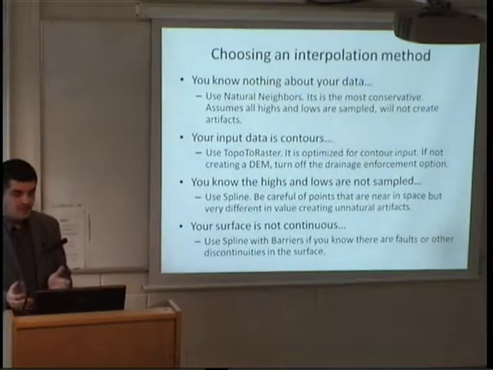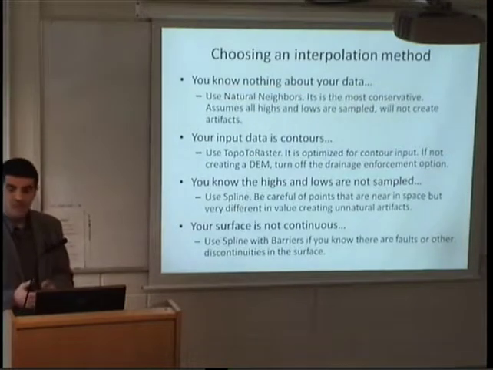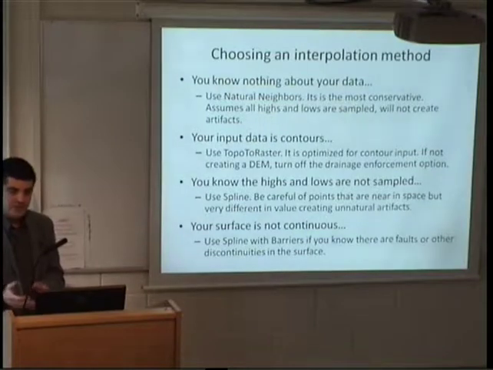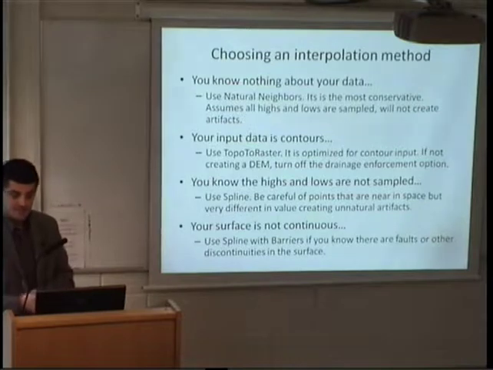If you know nothing about your data, in that case, it's better to use the natural neighbors method, for example. It is the most conservative, assumes all highs and lows are sampled, and will not create any artifacts. If your input data is contours, for example, in that case, you can use the Topo to Raster tool. If you know that the highs and lows are not sampled, you can use spline. So there are a lot of characteristics which you can use to decide which interpolation method is the best.